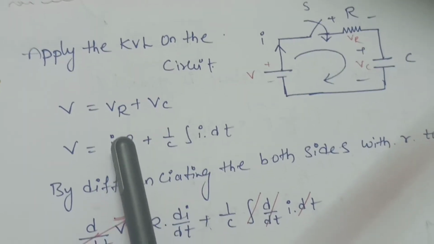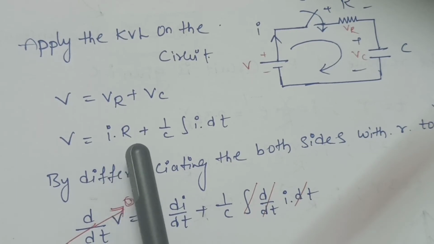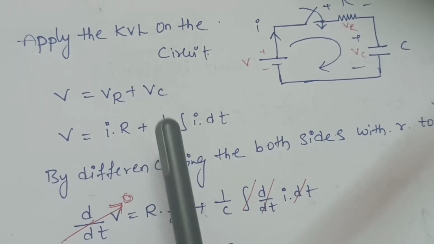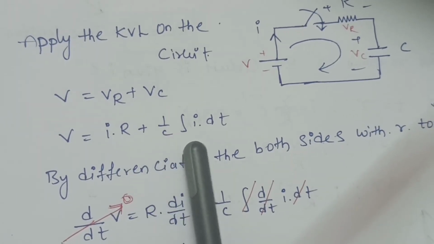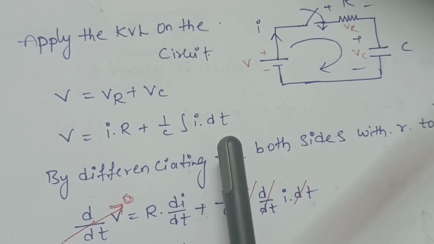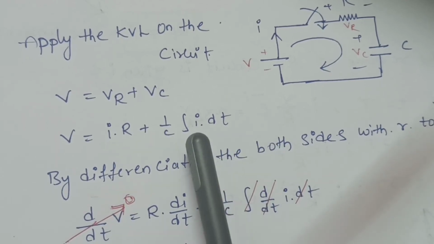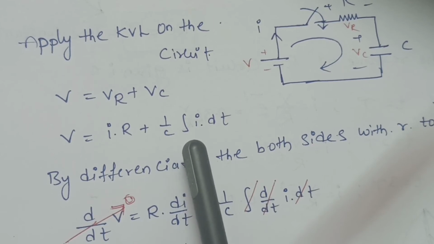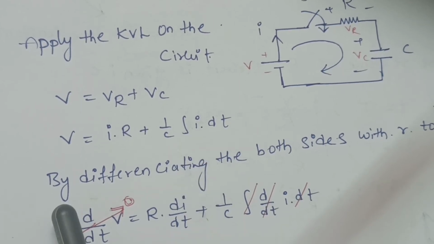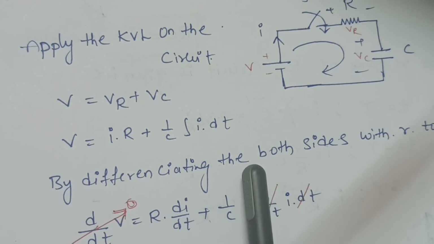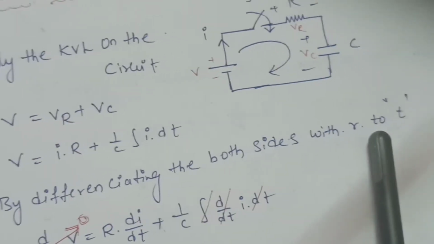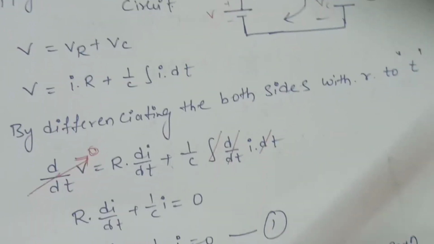Just apply the voltage across the resistance formula, I into R, plus voltage across the capacitance, equal to 1 by C integration of I dt. Just neglect this integration by using differentiation. By differentiation of both sides with respect to t, then we can get some equation.